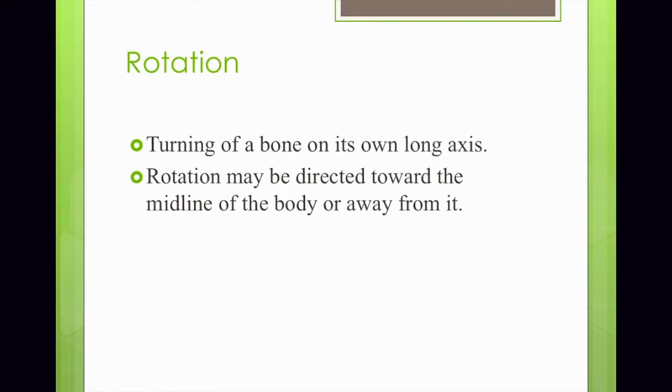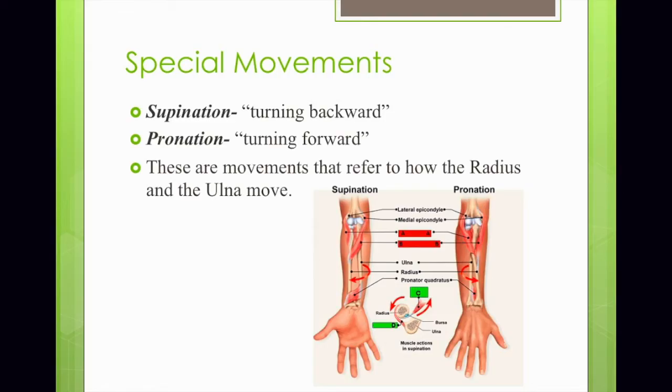Rotation is the turning of a bone on its own long axis. Rotation may be directed toward the midline of the body or away from it. Special movements: supination is turning backward, and pronation is turning forward. These are movements that refer to how the radius and the ulna move in your forearm.